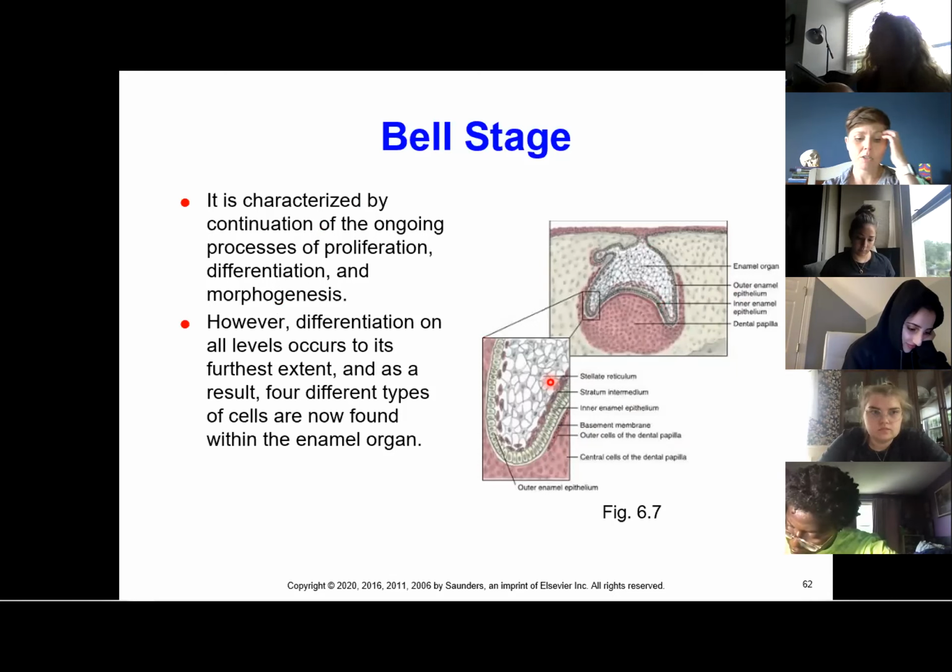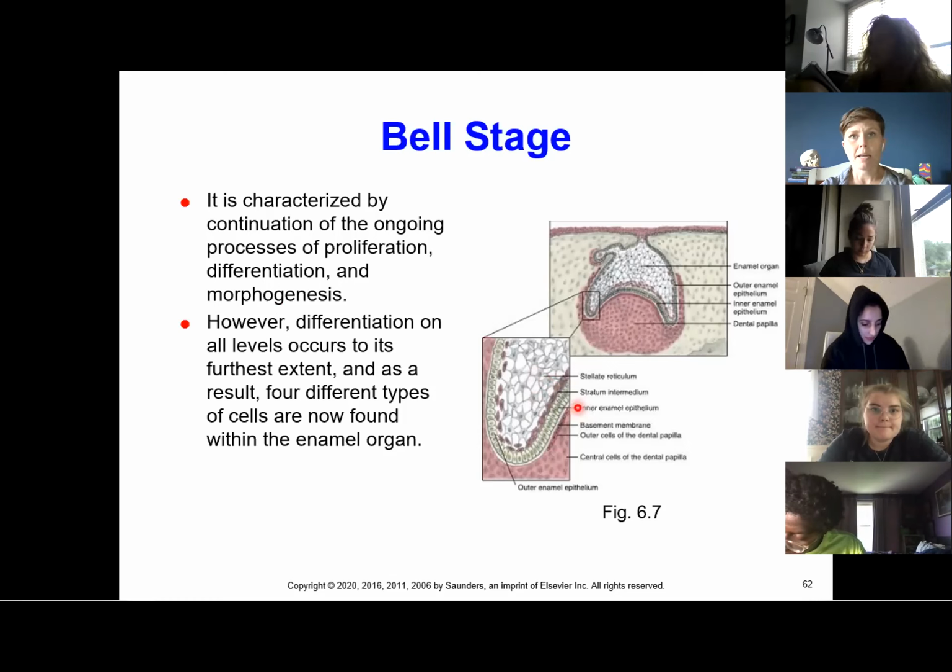You have the cells: the outer enamel epithelium, the stellate reticulum, the stratum intermedium, and your inner enamel epithelium. So inner being on this side, outer being on this side, inner being closer to that lamina and dental papilla.